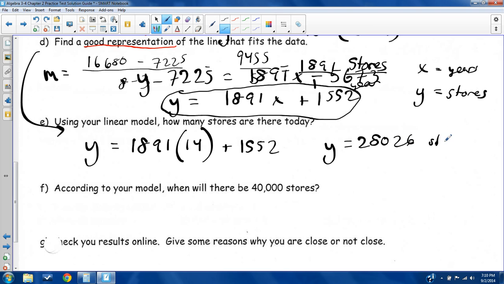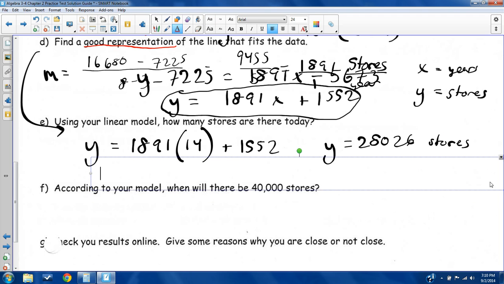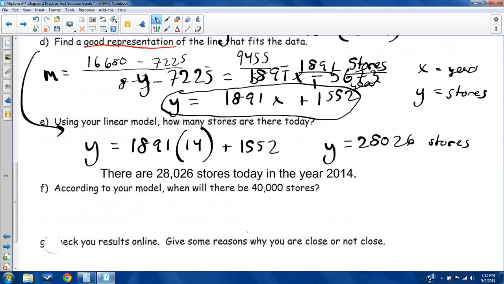So what unit is that in? That's in stores. How many stores are there today? There are 28,026 stores today in the year 2014. That's my answer. Now, in the equation that I see in the answer key, it's 28,636 stores. So looks like I'm off a little bit more. Your slope's a little bit higher in that other one. It's going to change things as we go down the line.